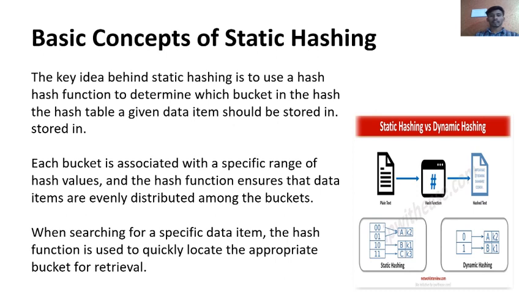Basic concepts of static hashing. The key idea behind static hashing is using a hash function to determine which bucket in the hash table a given data item should be stored in. Each bucket is associated with a specific range of hash values, and hash functions ensure that data items are evenly distributed among the buckets. When searching for a specific data item, the hash function is used to quickly locate the appropriate bucket for retrieval.